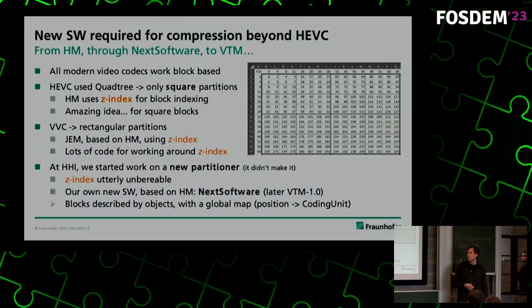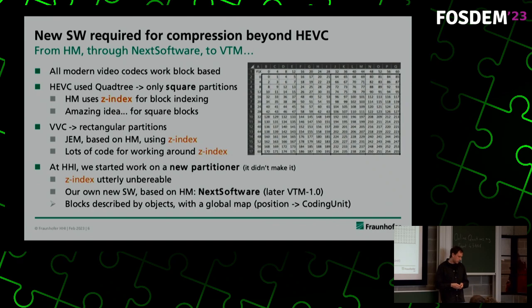So why did we even start the software project? Basically, there was HEVC, for which the test model was HM, and HEVC uses square blocks. So they had this method of indexing blocks within the frames using this set index method, which is really amazing for square blocks. And then they were exploring VVC based on the exploration model, which was still based on HM, except VVC supports rectangular blocks, right? So it's more than only square blocks, and there was really a lot of code for working around this set index thingy. And at HHI, we wanted to do even more than that.